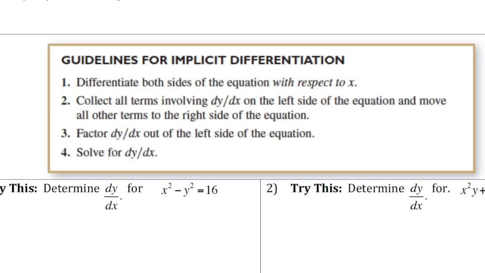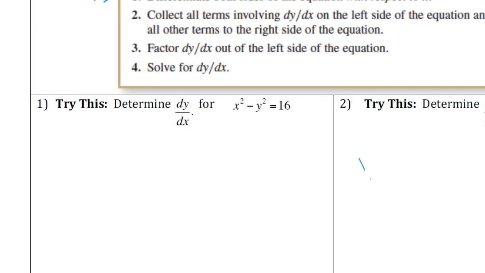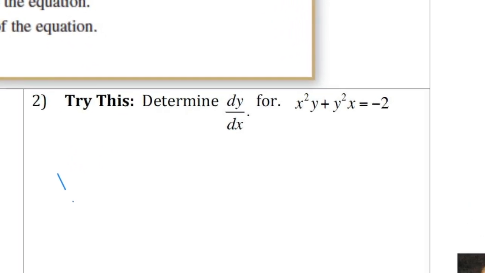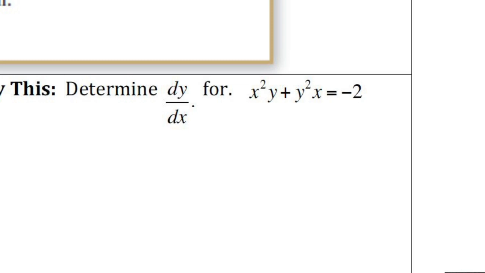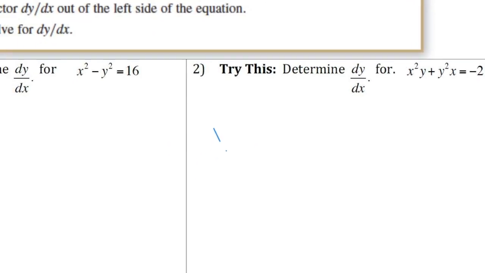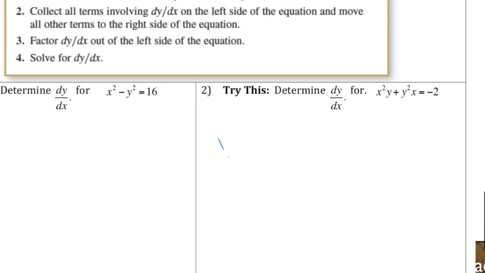So as you think about implicit differentiation, make certain that you differentiate both sides with respect to whichever variable you're told. Then if you want to collect all your dy dx's so that you get them all on one side, that'll work. Factor out dy dx and solve for dy dx. You have 2 questions that I want you to try. I do want you to be aware, for question 2, you have 2 product rules to consider. So give these problems a try, and then check your answers.